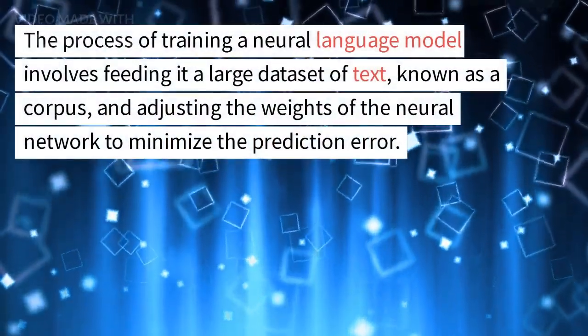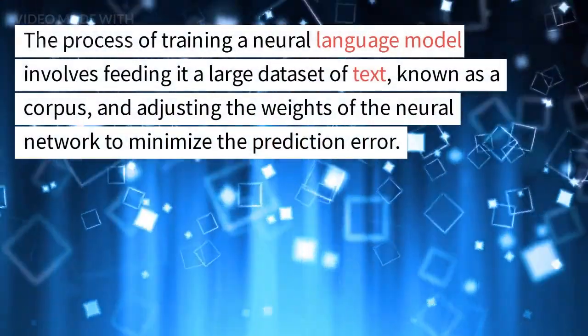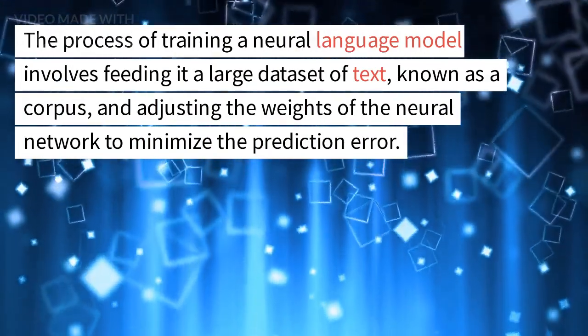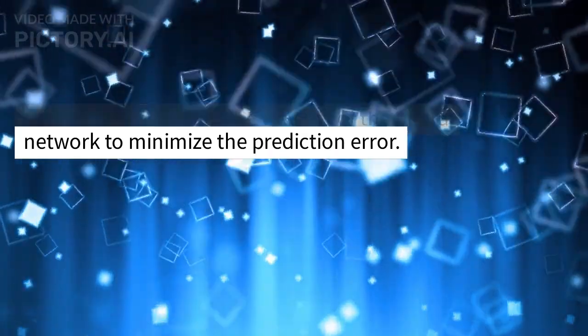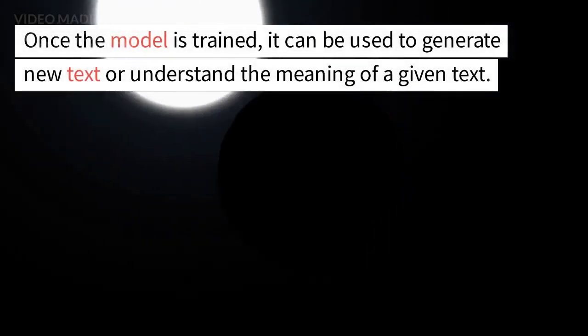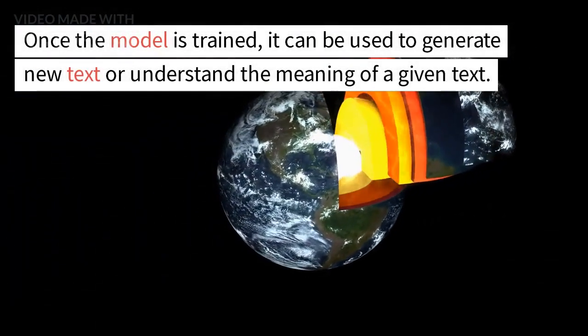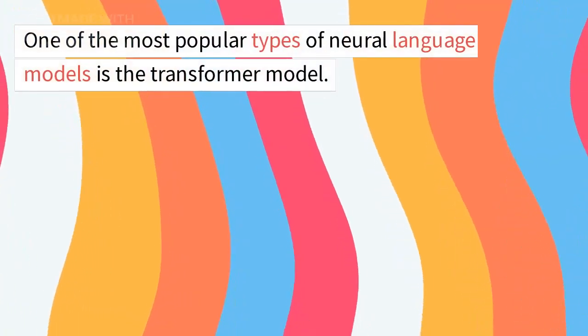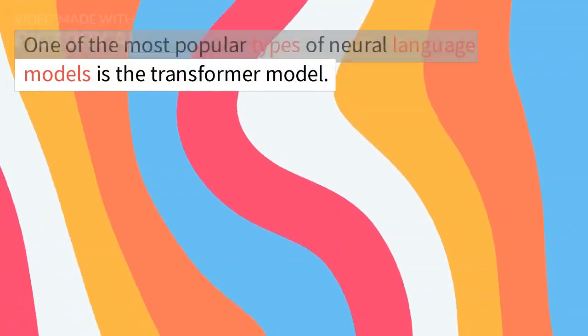The process of training a neural language model involves feeding it a large dataset of text, known as a corpus, and adjusting the weights of the neural network to minimize the prediction error. Once the model is trained, it can be used to generate new text or understand the meaning of a given text. One of the most popular types of neural language models is the transformer model.